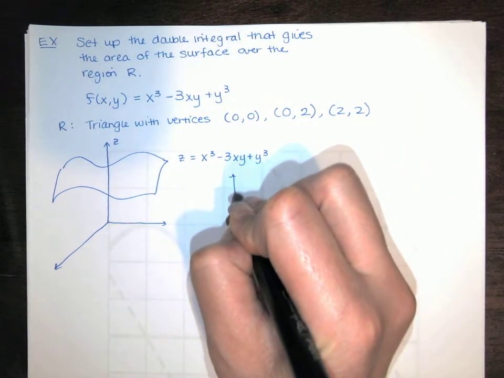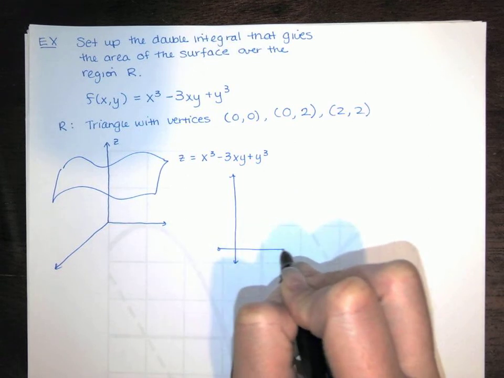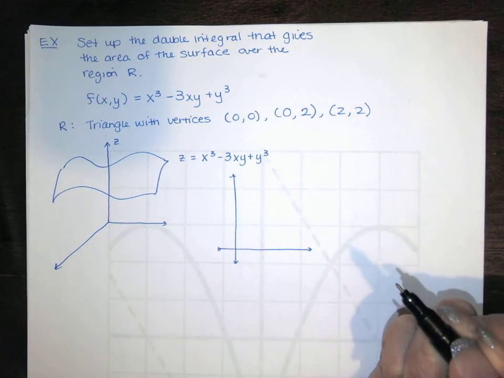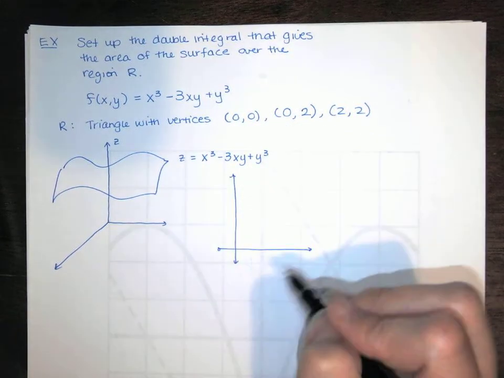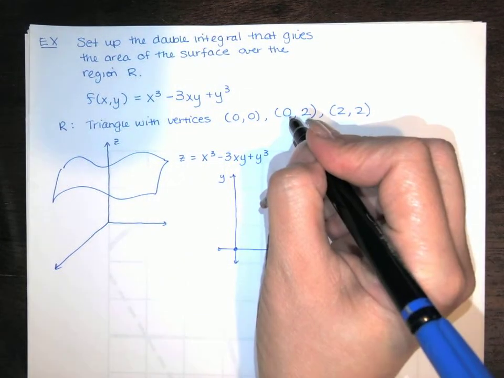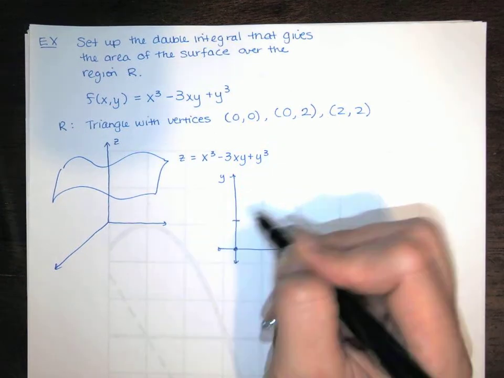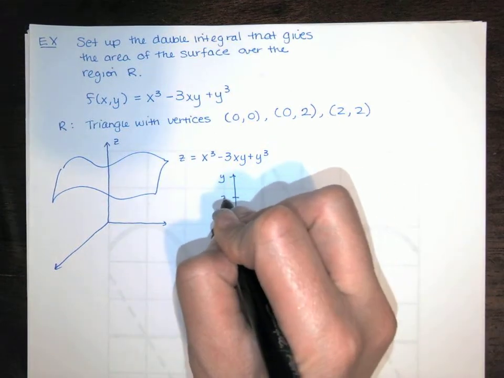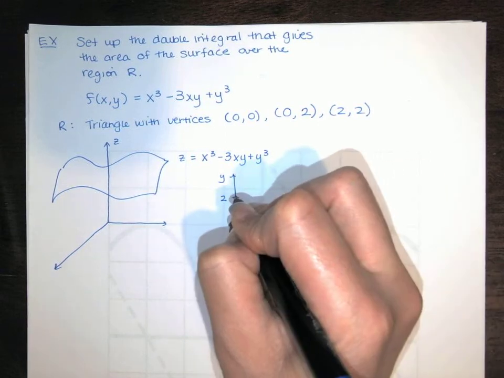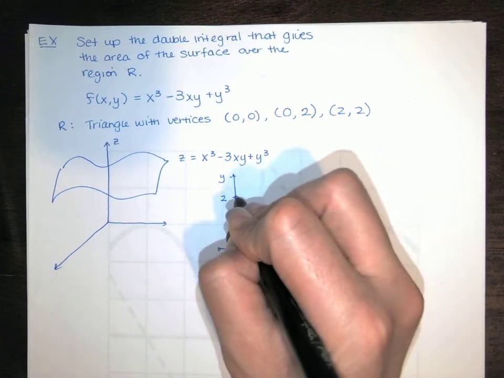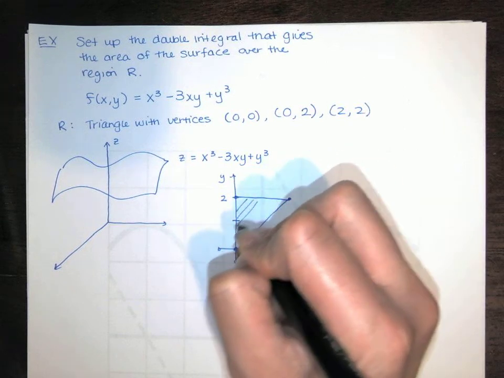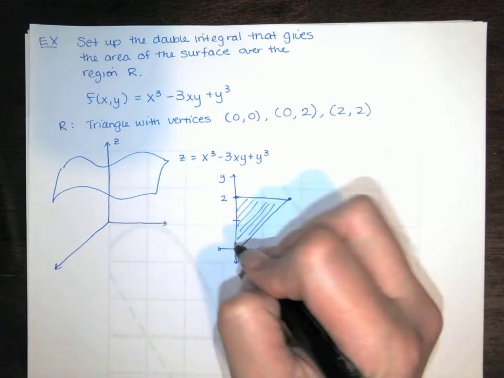The region R, I need to specify in order to set up my surface area integral. It's a triangle with these vertices. One vertex is at 0, 0. Another vertex is at x equals 0, y equals 2. And then the third vertex is at x equals 2, y equals 2. So our region of integration is that region right there. It looks like that.